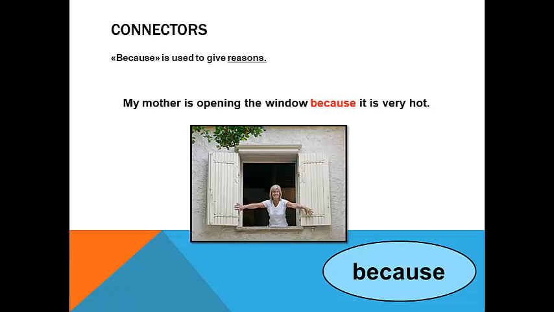Como pueden ver en este ejemplo, tenemos lo siguiente. Mi madre está abriendo la ventana porque está muy caluroso. As you can see, my mother is opening the window because it is very hot. Por el cual es el motivo que mi madre está abriendo la ventana por el clima que se encuentra caluroso. Okay, so let's continue with this.